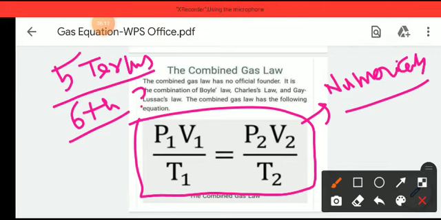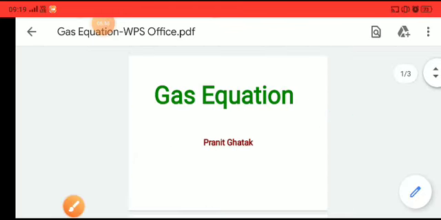So this combined gas law equation is highly important for numerical purposes. You have to remember from which equations it has been derived, and especially you have to remember this equation, that is P1 V1 by T1 is equal to P2 V2 by T2. In today's lecture we have discussed the gas equation and where it is derived from. I hope you have understood this part very well.